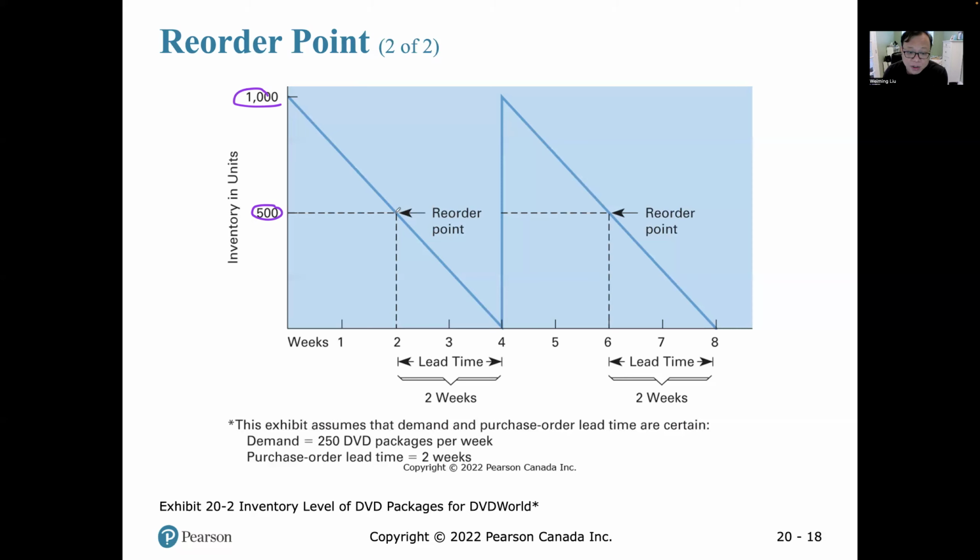So I'm going to make an order here, but I won't get it right away, right? If I get it right away, I don't have to order it ahead of time. So I order it here, and then the lead time is 2 weeks. So then the 500 units goes to 0. That's the end of the 2 weeks of lead waiting, and that's the time the new order came. So you have another 1,000.